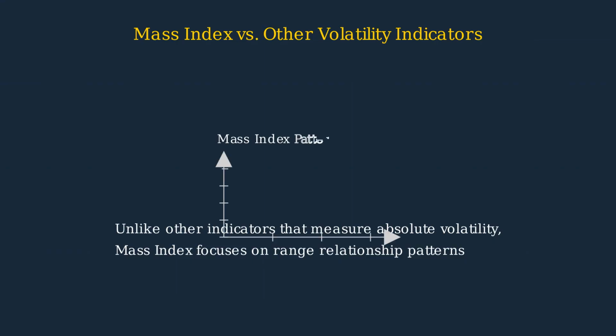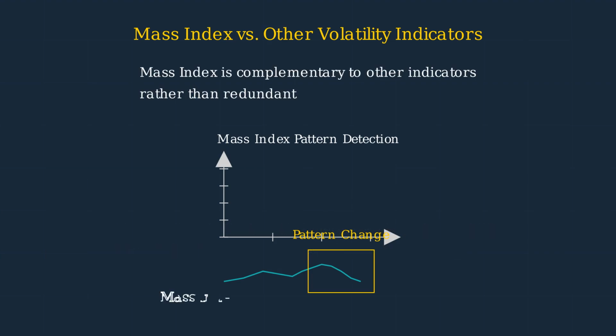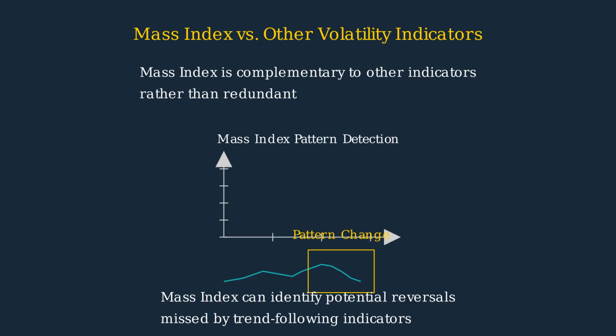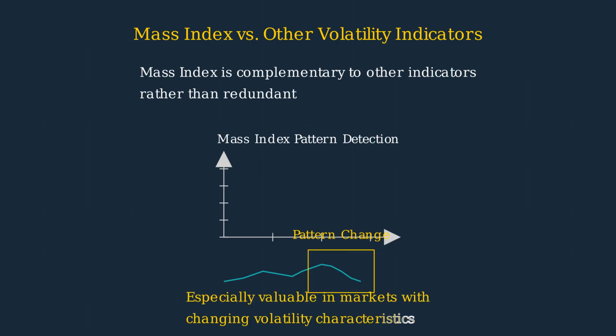The mass index specifically examines how the range between high and low prices changes over time, rather than just measuring their absolute values. This makes the mass index complementary to other indicators rather than redundant. It can identify potential reversals that might be missed by trend-following indicators. This is especially valuable in markets that exhibit changing volatility characteristics, where traditional indicators may struggle to provide timely signals.